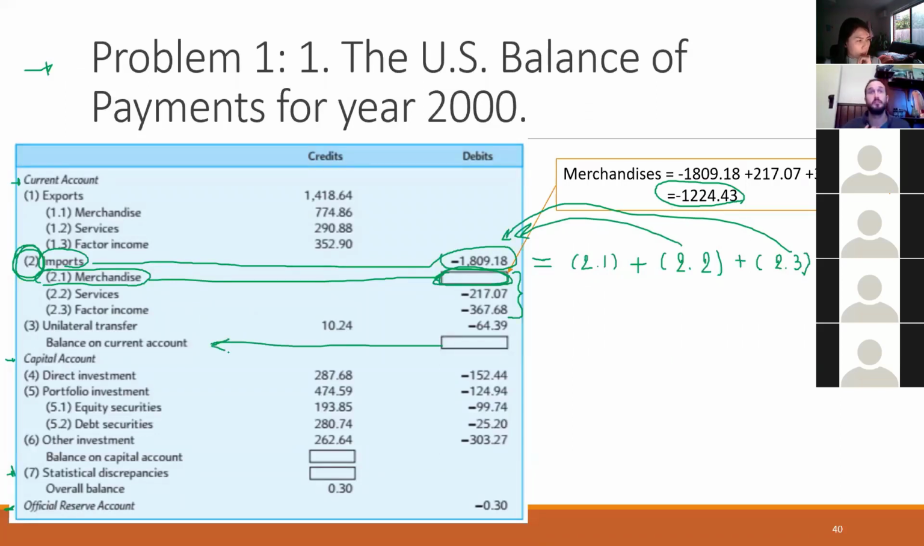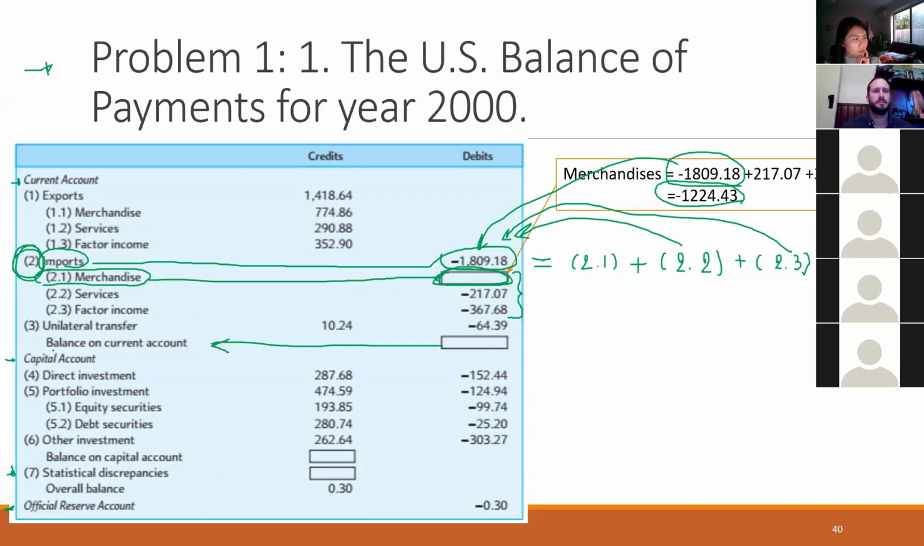Second, I want to find the balance on the current account. What is it equal to? The balance on the current account is simply the sum of the three sections under the current account. Yes, Anish. I didn't get you for the merchandise one. How did it come to 1224.43? It's addition, okay. I take the sum, which is here under section two, and then I subtract section 2.2 and section 2.3. Oh, yeah, sorry, thanks.